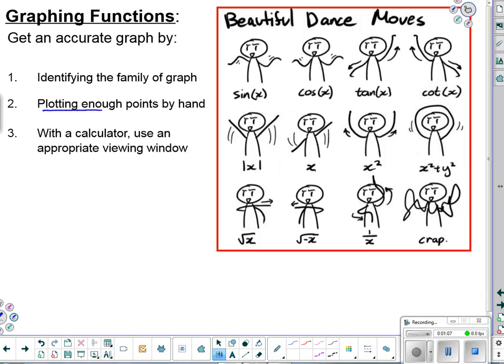Another excellent method is just plotting points, and we want to plot enough points so that we can get that shape out. And if I know kind of what to expect, I can make sense of the points, and maybe I need more points to get that shape to come out. Also, another great tool is to use the graphing calculator. When we're doing that, though, we have to be careful that we get the appropriate window so we're seeing the entirety of the graph.